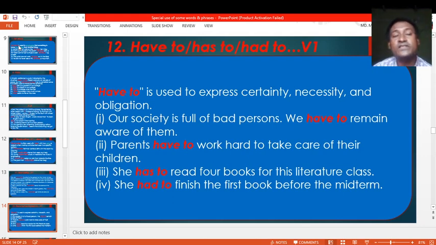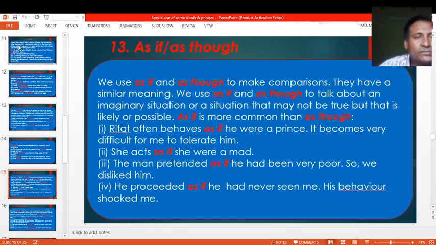Our society, for example, is full of bad persons. We have to remain aware of them. Parents have to work hard to take care of their children. She has to read 4 books for this literature class. She had to finish the first book before the midterm exam. Hope that these examples will help you to understand the use of have to, has to, or had to.